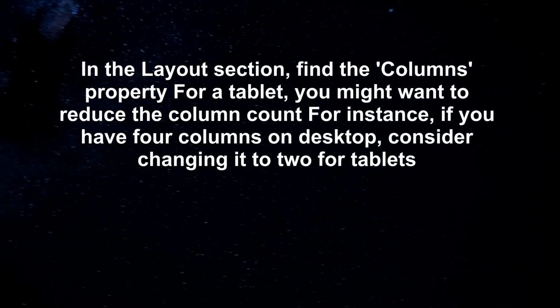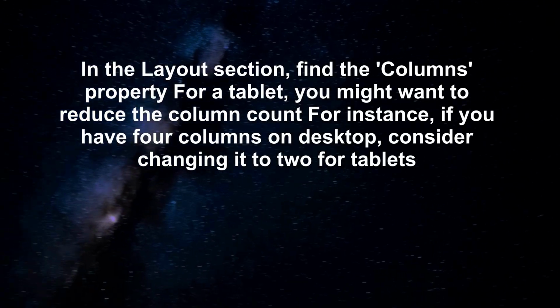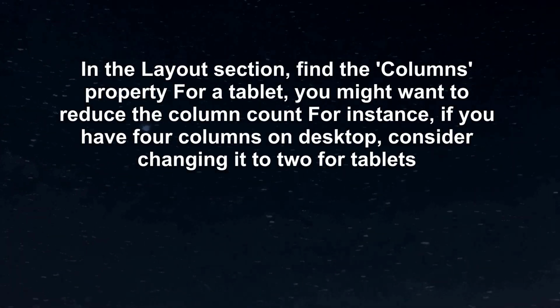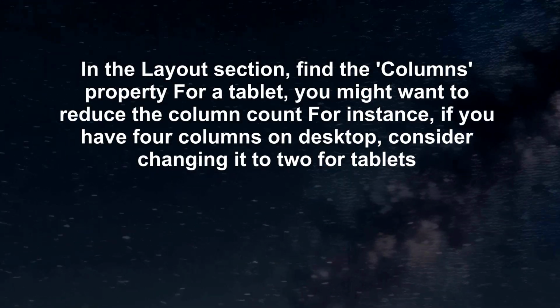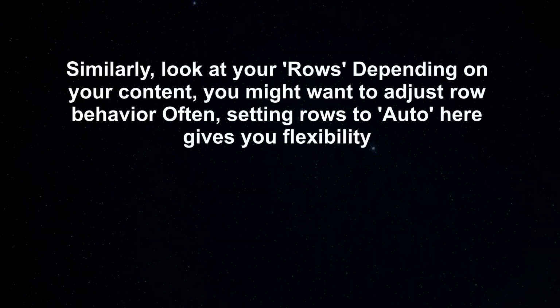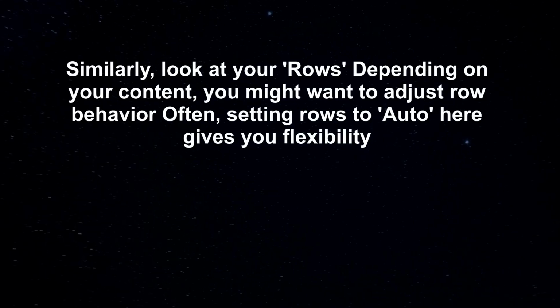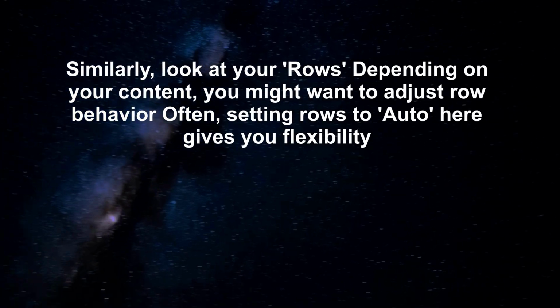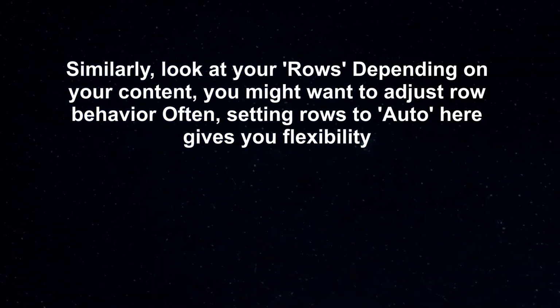In the Layout section, find the columns property for a tablet. You might want to reduce the column count, for instance. If you have 4 columns on desktop, consider changing it to 2 for tablets. Similarly, look at your rows depending on your content. You might want to adjust row behavior often. Setting rows to auto here gives you flexibility.